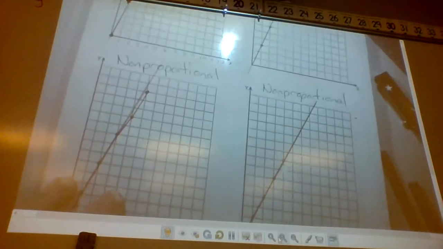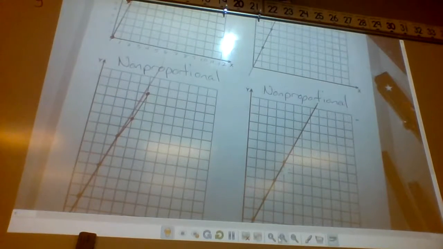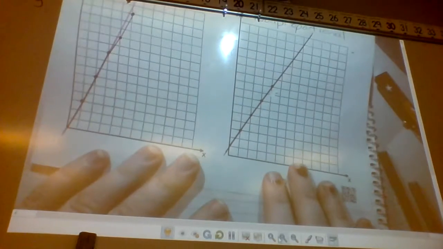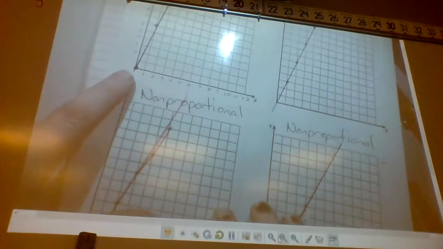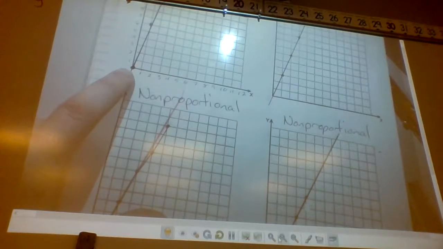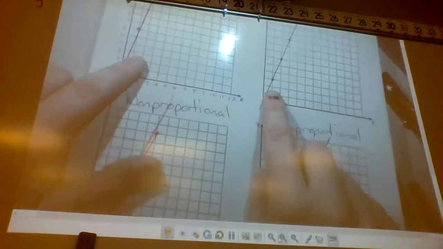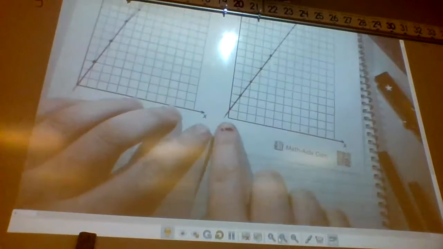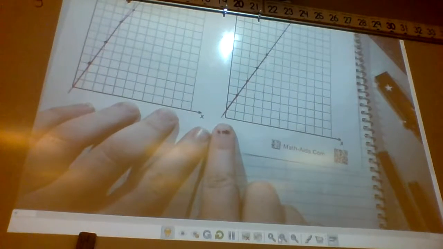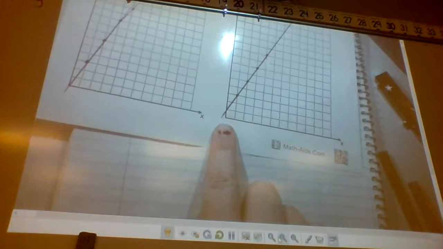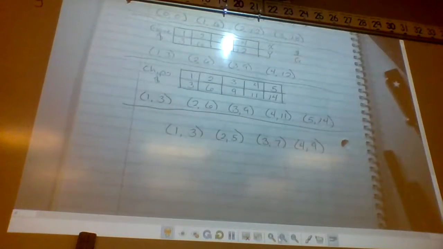All right, got a question for you guys. Look at the first two graphs we did. Both of those graphs hit at very specific points. The last one we did not touch that. Look here. What is that point? 0, 0, the origin, right? What about this point? 0, 0. Those two are proportional, right? What about this one? Does it hit 0, 0? No. Did it touch the origin? No. Guess what the second rule is? It has to touch the origin.